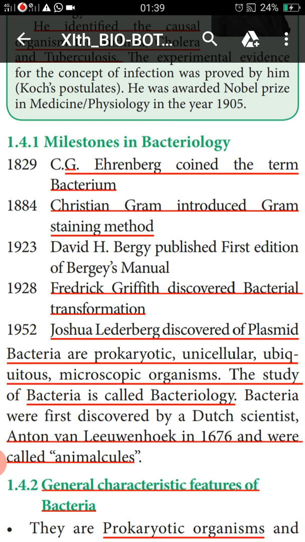Next, they are unicellular, single-celled organisms. Ubiquitous means they are found in all types of habitats. They are found in fire, in glaciers, in ice. In all extreme conditions, they are present. Next, they are microscopic organisms. They can be viewed only under the microscope. So bacteria are prokaryotic, unicellular, ubiquitous, microscopic organisms.